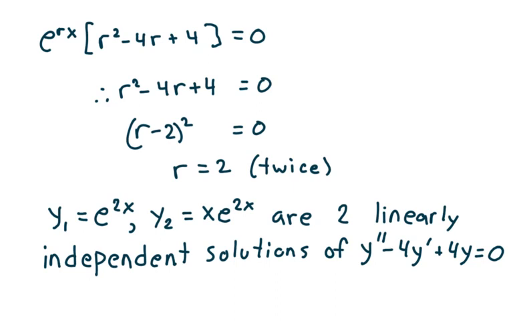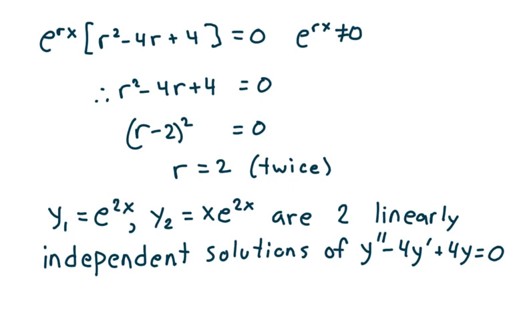If I factor out an e to the rx, I get e to the rx times the quantity r squared minus 4r plus 4 equals 0. And again, remember, e to the rx is never 0. So what that says is r squared minus 4r plus 4 is equal to 0. If I factor, I get r minus 2 squared equals 0, which says r is equal to 2 twice. Remember, it's a quadratic equation, so you need two solutions. It just so happens that the solutions are duplicates of each other.